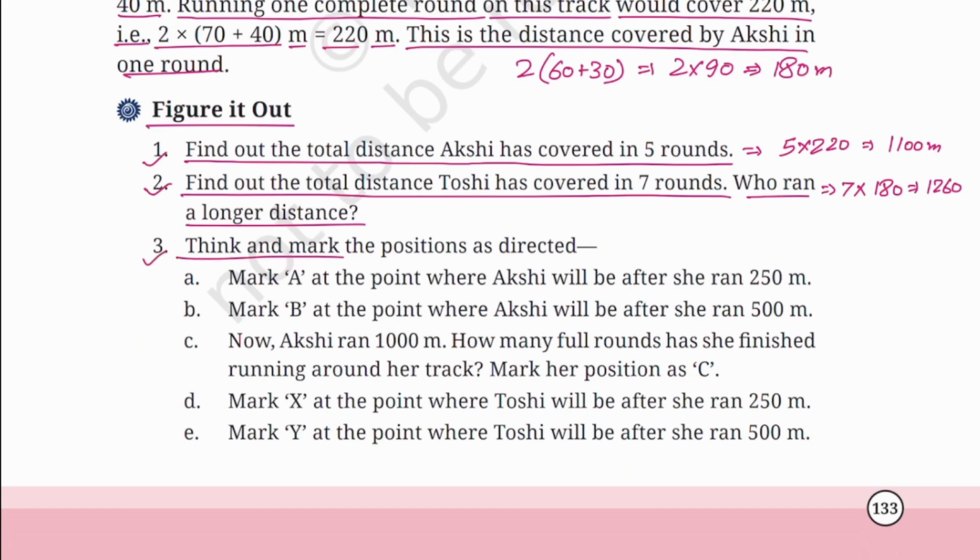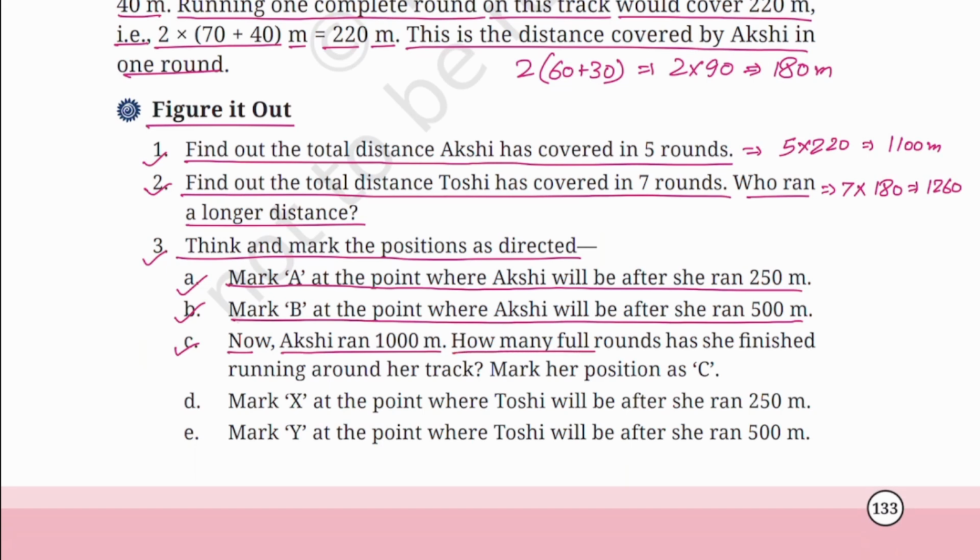3. Think and mark the position as directed. A. Mark A at the point where Akshi will be after she ran 250 meter. B. Mark B at the point where Akshi will be after she ran 500 meter. C. Now Akshi ran 1000 meter. How many full rounds has she finished running around her track? Mark her position as C.